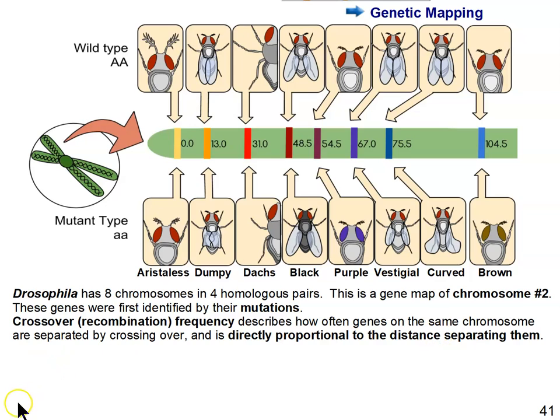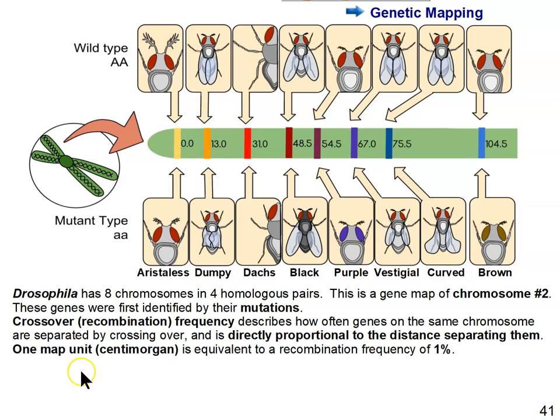on a chromosome. So Morgan and his students that developed this have set one map unit, what we now call a centimorgan, in honor of Thomas Hunt Morgan. One map unit is equivalent to a recombination frequency of 1%. So what that means is that if 2 genes on the same chromosome are separated by crossing over 1% of the time, then they are one map unit or one centimorgan apart from each other on that chromosome.